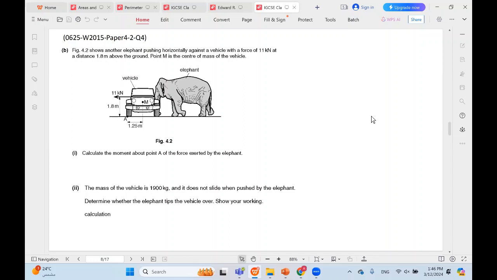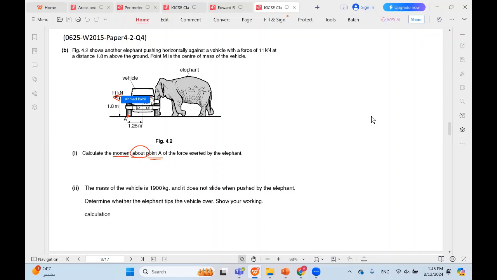So when we are tackling questions about moments, we need to first figure out where our pivot is. The pivot usually follows the word about. So the moment about point A, then point A is the pivot. This is our pivot here. We want to see the effect of this force on this pivot.